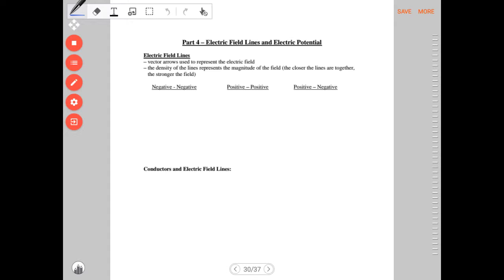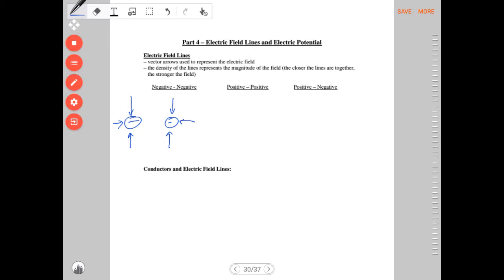Now remember, the density of these lines represents the magnitude of the field. The closer that the lines are together, the stronger the field. Last time we talked about just single charges. Remember, when we have a negative charge, the electric field goes in to the negative charge. Now, in this situation, we're going to talk about when there are two negative charges. Remember, the electric field goes in, but what happens in the space between?